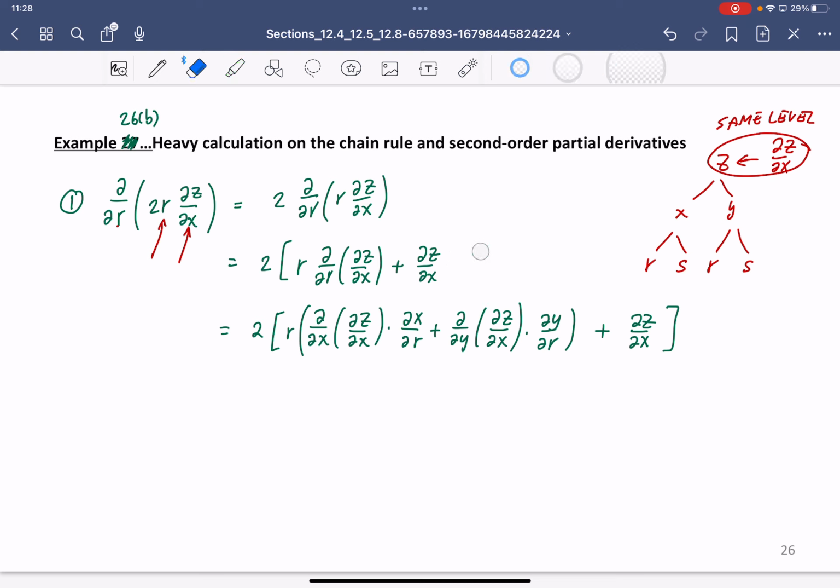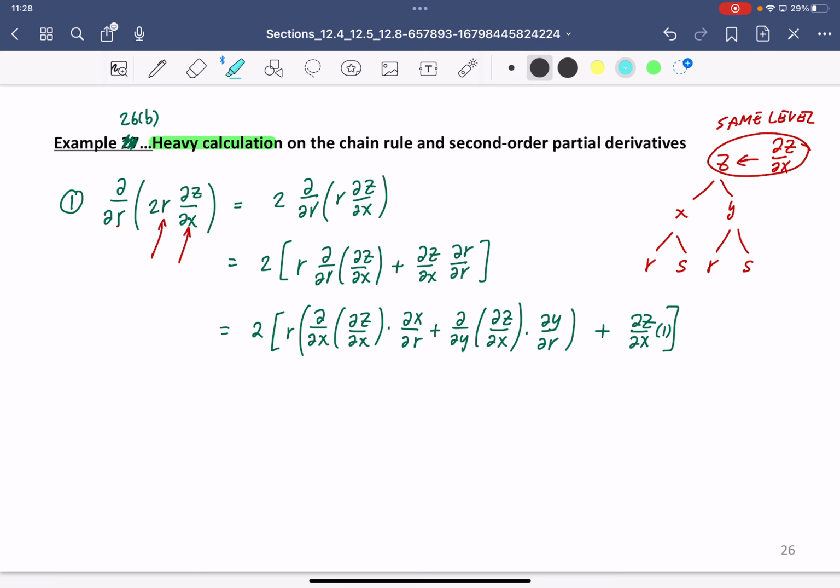Well, we can keep this thing first. This is actually differentiating r with respect to r, so it is 1. I will let you jot down first and then I will keep explaining this one. This is why I say this is a heavy calculation, because it's going to be tedious when you see the product rule and then you apply this thing.